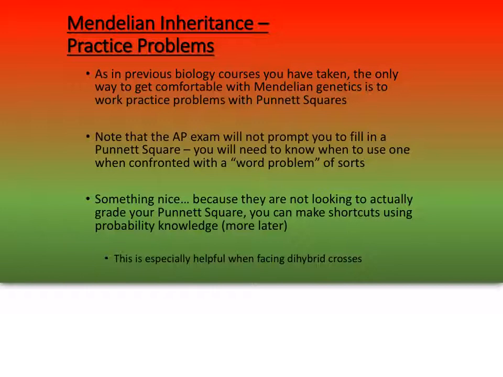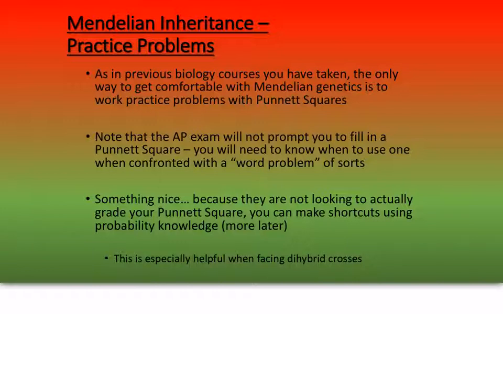The only way to really get comfortable with Mendelian genetics is to practice Punnett squares, and you did that a lot in previous classes. This is the main reason why I gave you that practice packet, so that you have plenty of problems to try your Punnett square skills on. Something interesting to notice is that the AP exam is probably not going to ask you to draw a Punnett square. What they more expect is that you realize when you need a Punnett square to answer a certain problem, like a word problem or a free response question. So they're not looking to grade your Punnett squares necessarily. They're just looking to see, did you get the right answer to this bigger question?